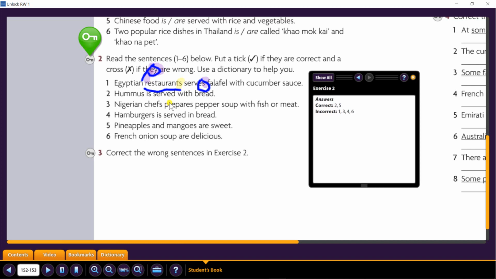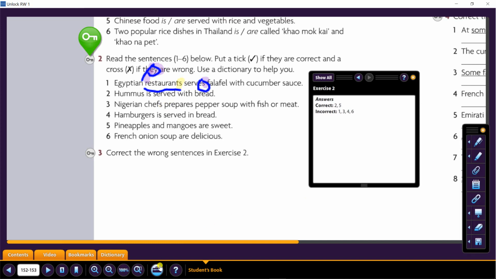Nigerian chefs. Here is plural S, and here is singular S. So there is no agreement between the two. Is it correct or not? No, it's wrong. So we need to delete this. Okay, we need to delete this. Hamburgers is served in bread. What do you think? No, it is wrong.